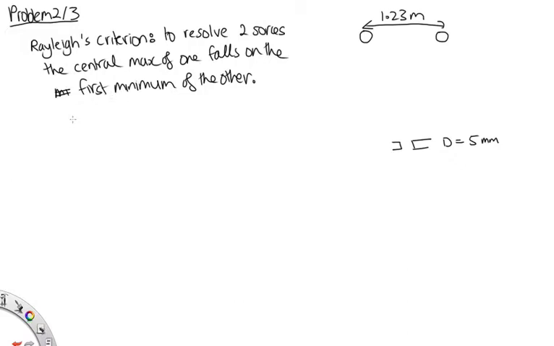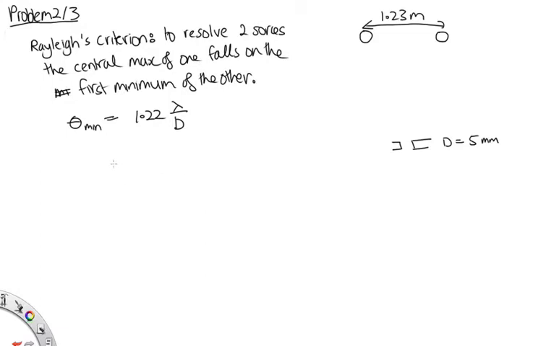So this gives us the formula. The minimum angle between the sources is 1.22 lambda over d, where d is the diameter of the aperture. The 1.22 comes about because it's actually a circular aperture, not just a single slit, and the lambda is the wavelength. So we'll just need to use this equation to work out the solution to this one.